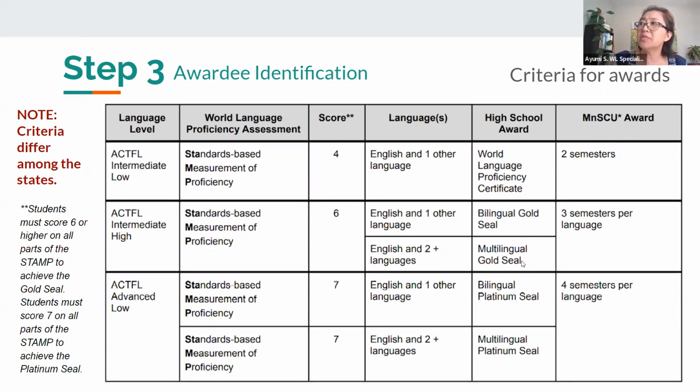Here's a Multilingual Gold Seal. We oftentimes just say bilingual seal, but students can also demonstrate skills in more than one language, like 2 or 3 languages, and then students can also receive a Multilingual Gold Seal. So this shows that. The Platinum Seal is ACTFL's advanced low, and the equivalent score is 7. In Minnesota, all 4 modalities are required, so a score of 6 in each of the 4 modalities.